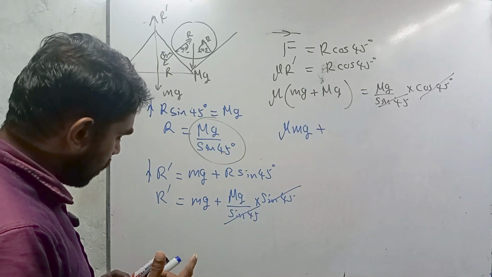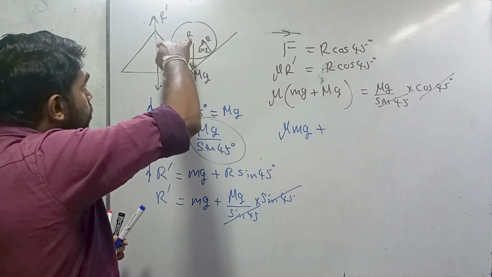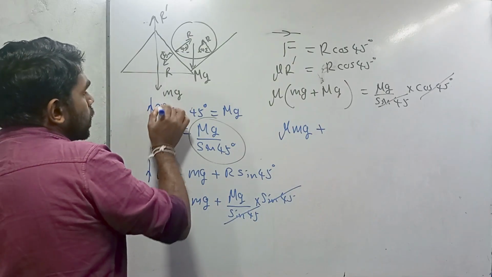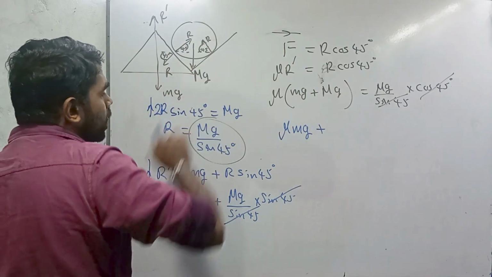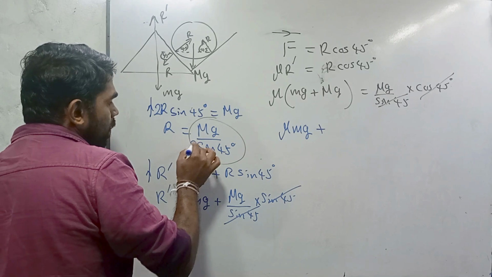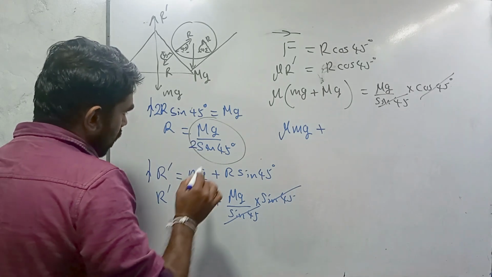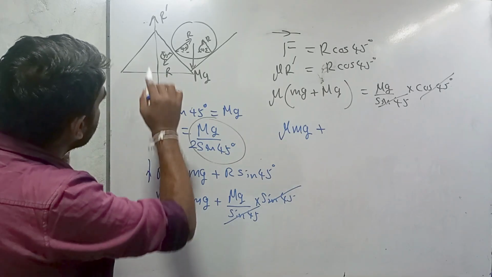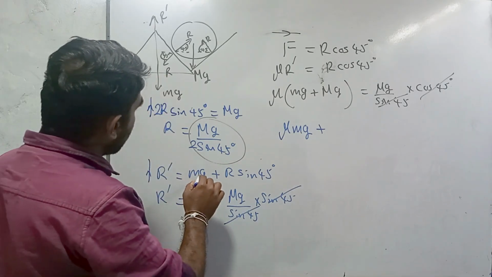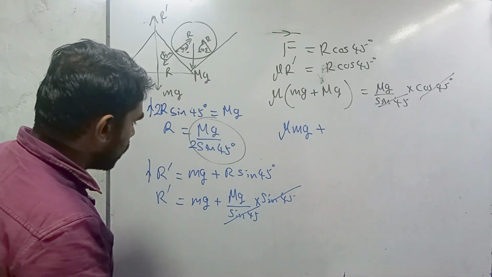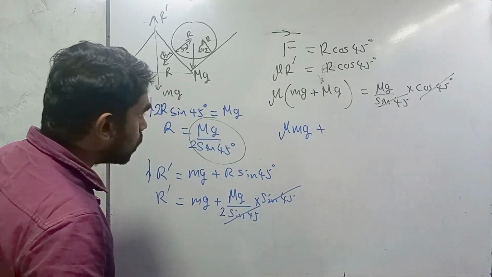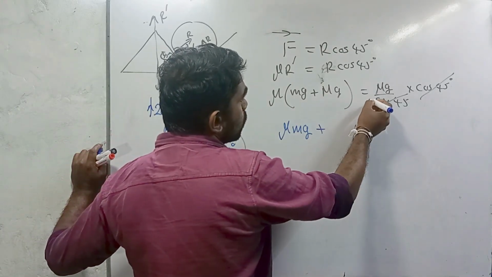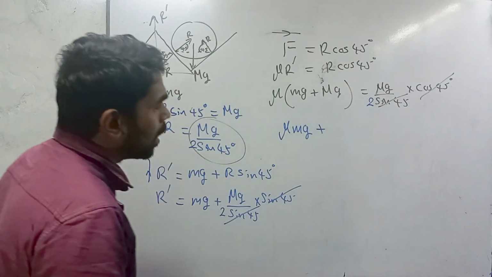When considering this cylinder, there are two upward forces. 2R sin 45 should be equal to Mg. Then R should be Mg over 2 sin 45. Same thing. R dash is equal to mg plus R sin 45. In this one, there is a term 2. Now, again, we have to use 2. Mg divided by 2 sin 45.